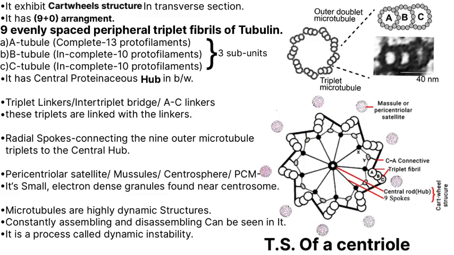So together the central hub, radial spokes and the triplets form a cartwheel-like structure, which you can clearly see in the immature, newly formed centrioles. Then we have the pericentriolar satellites, which are present on the outside all around the centriole. They are small electron-dense granules floating in the cytoplasm near the centrosome. That is why they are called pericentriolar satellites, or you can also say mesiule or the centrosphere. These are the older terms, but nowadays we use PCM to be specific.